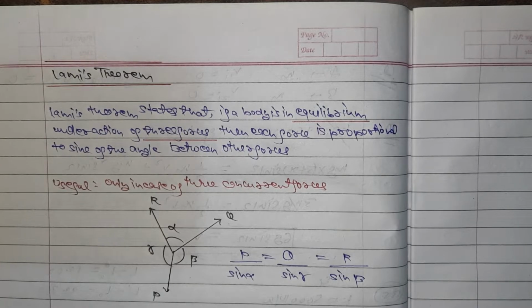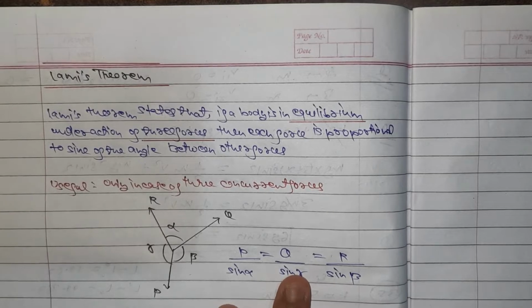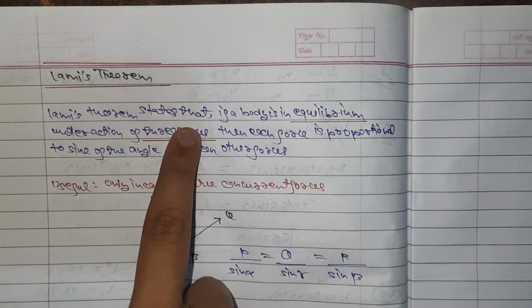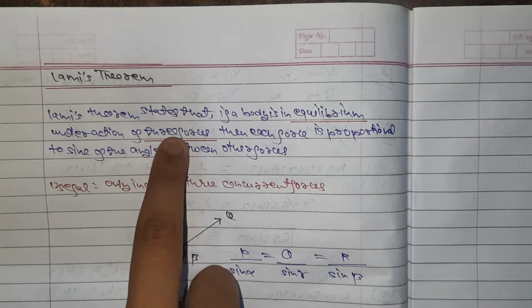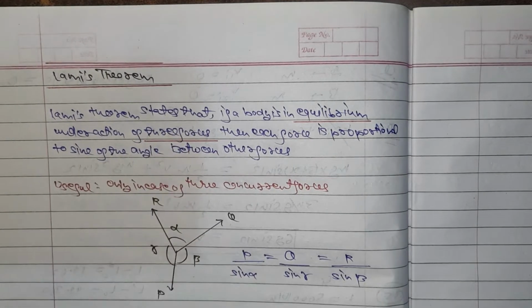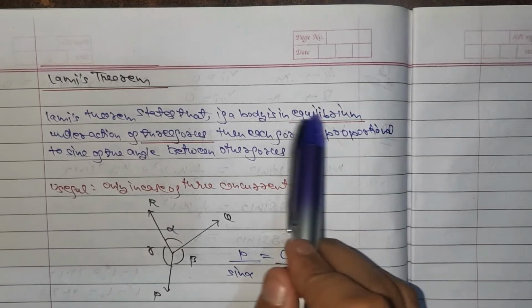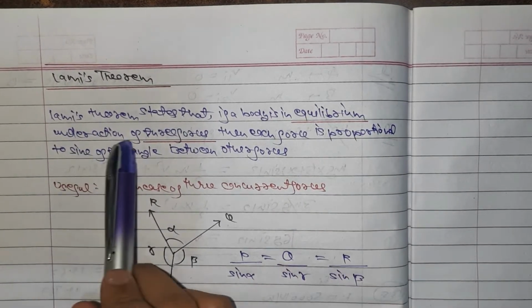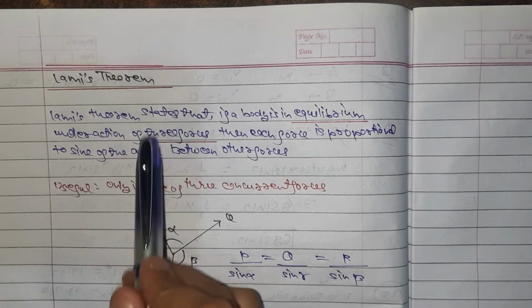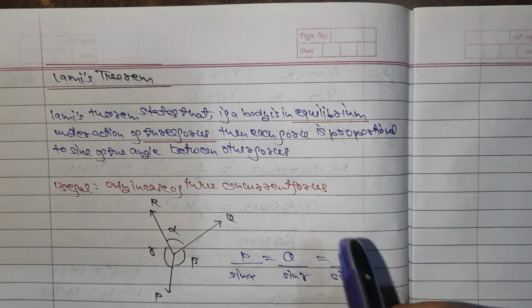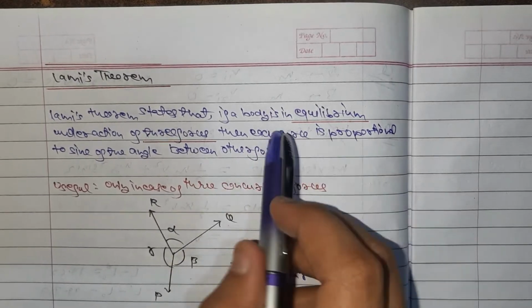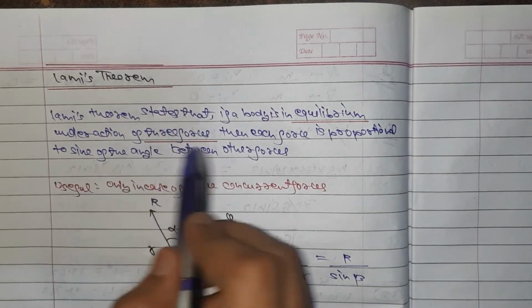First of all, I'm going to read the definition. Please be very attentive, please listen to the class very carefully. So here we go. Lamy's theorem states that if a body is in equilibrium under action of three forces. Now guys, please see very carefully. Here I have marked two terms: one is equilibrium and another one is under the action of three forces. What is special in these two terms? Please be very attentive while writing equilibrium under the action of three forces.